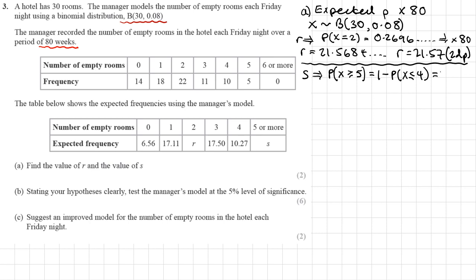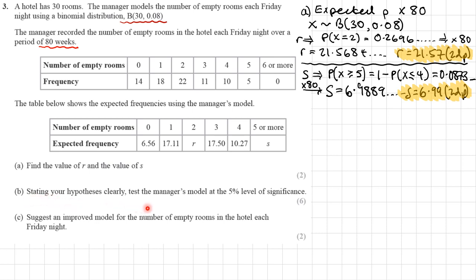So we've got a probability of 0.0873. So when we times that by 80, we'll get a value of S as, let's times that by 80 in the calculator, 6.9889. So again, I'm going to give S to 2 decimal places, so that'll be 6.99, so 2 dp.